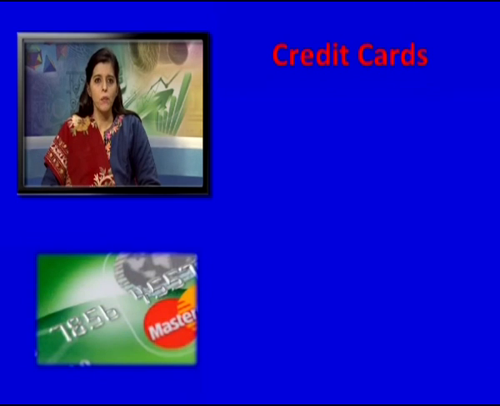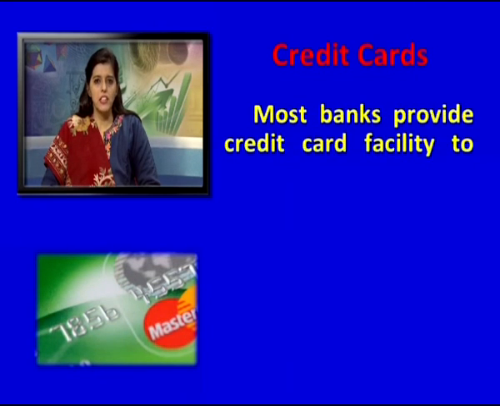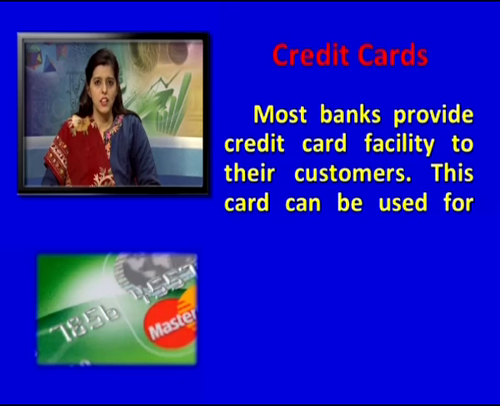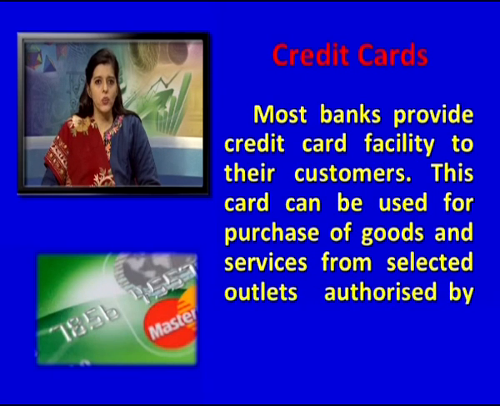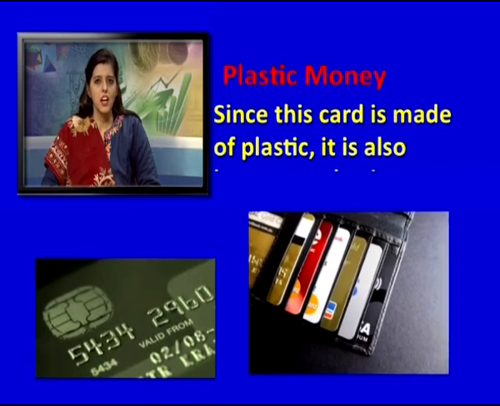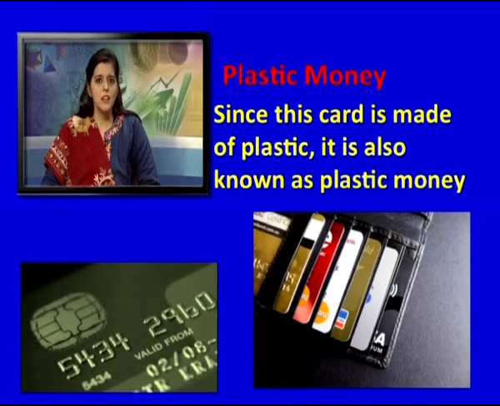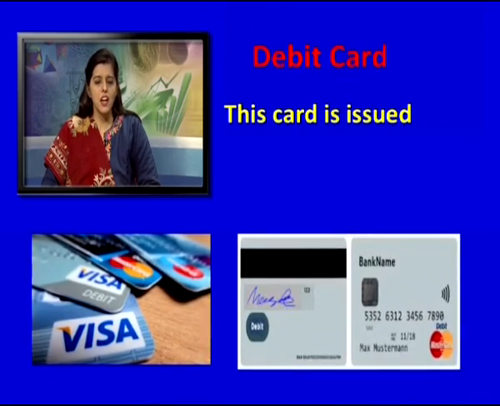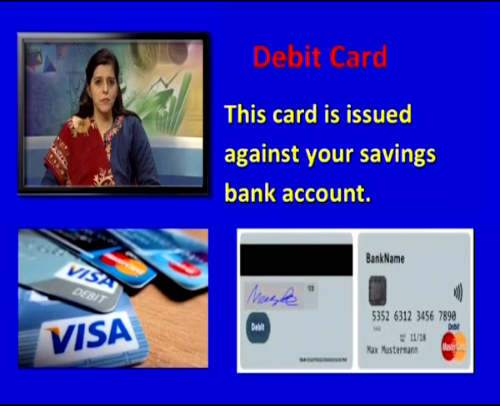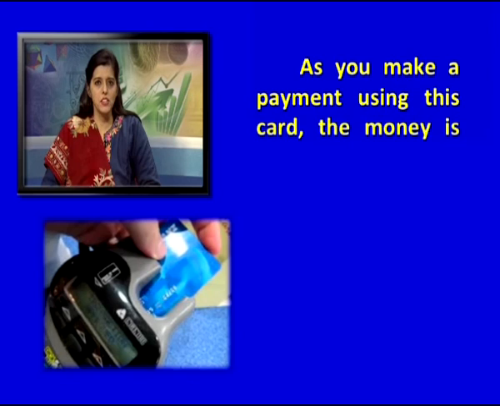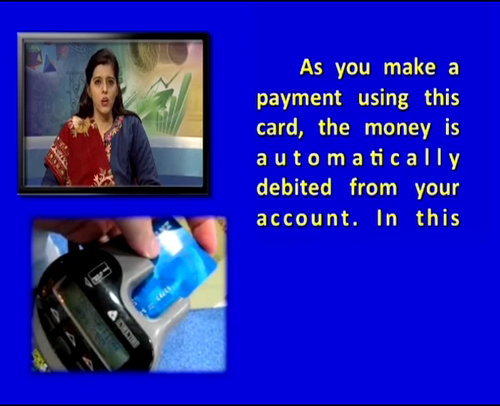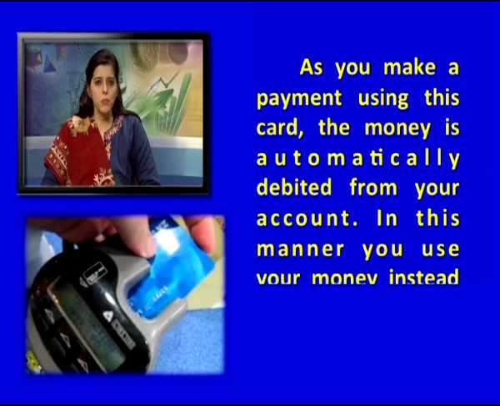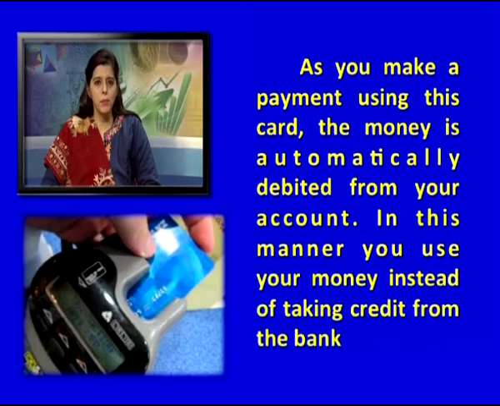Credit cards. Most banks provide credit card facility to their customers. This card can be used for purchase of goods and services from selected outlets authorized by the bank. Since this card is made of plastic, it is also known as plastic money. Debit card. This card is issued against your savings bank account. As you make a payment using this card, the money is automatically debited from your account. In this manner, you use your money instead of taking credit from the bank.